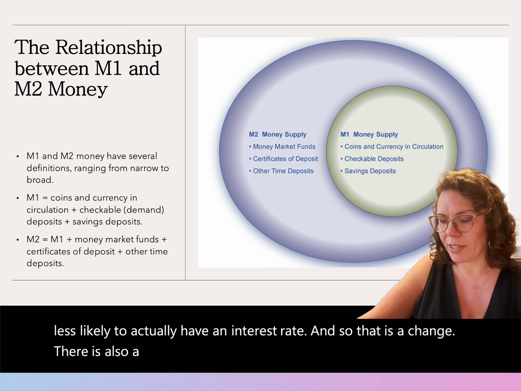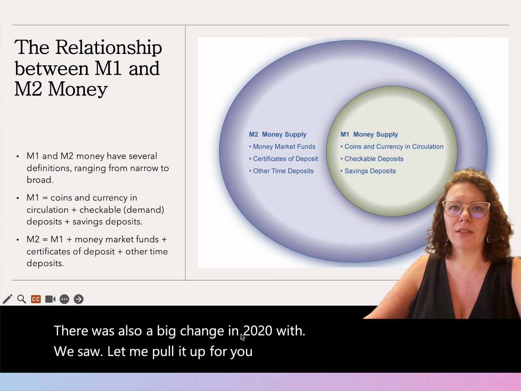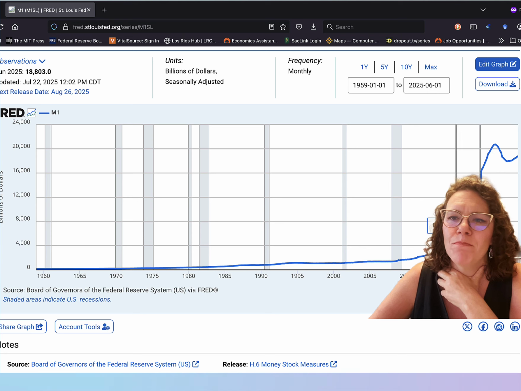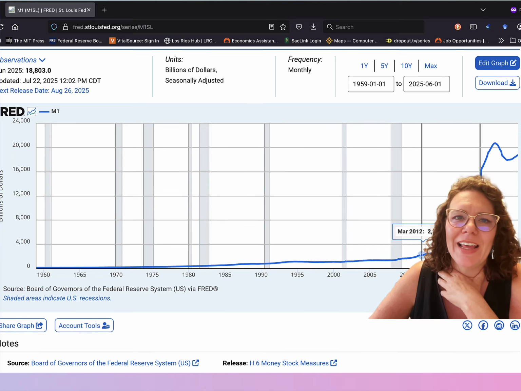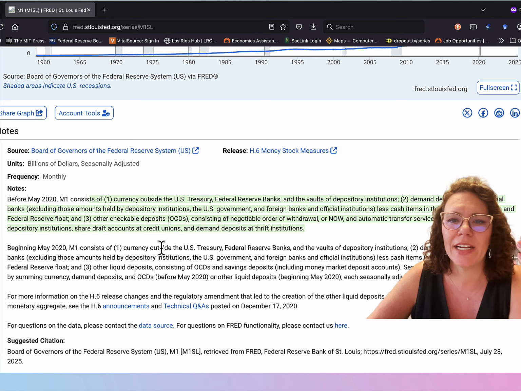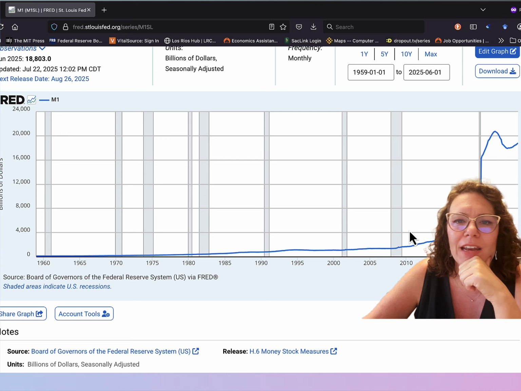There was also a big change in 2020. Let me pull it up for you actually. Give me 1 second here. Here you can see, this is from the Federal Reserve, and this is their measure of M1, this big change in M1 that happens in March of 2020. We go from about $4 trillion to $16 trillion. And there's a little footnote here because at that point, they start to change some of the definitions of M1, starting to include those savings accounts and other things. And so that's a big change in M1, and you can see that big one.